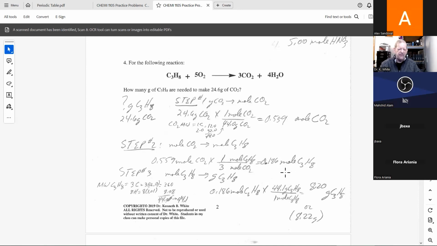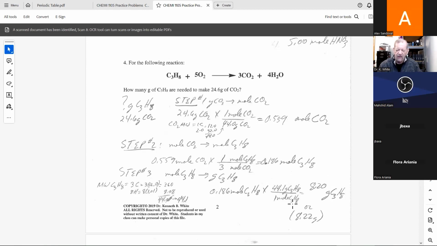And now we do step 3: moles of B to grams of B. In this case, B is C3H8, propane. So we have moles of propane that we calculated in step 2. We want to go to grams of C3H8, and use your good buddy, your good friend, unit analysis again. Whatever we're trying to get to goes on top of the ratio, grams of C3H8. Whatever we're trying to get rid of, the moles of C3H8, goes underneath. And anything divided by itself cancels out, so it's gone.